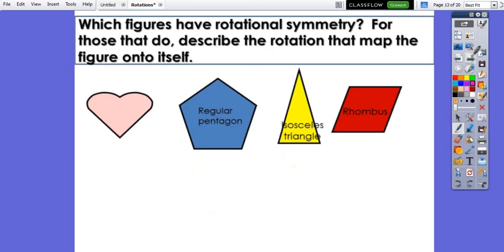Okay, here's some other things. Which figures have rotational symmetry? For those that do, describe the rotation that maps the figure onto itself. All right, does this heart have rotational symmetry? No, because if you flip it or turn it in any way, it's not going to land back on itself. It's not going to match up. What about this regular pentagon?